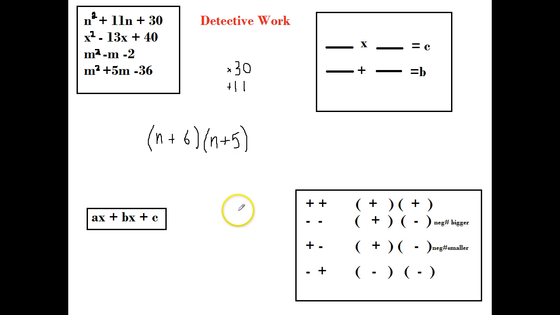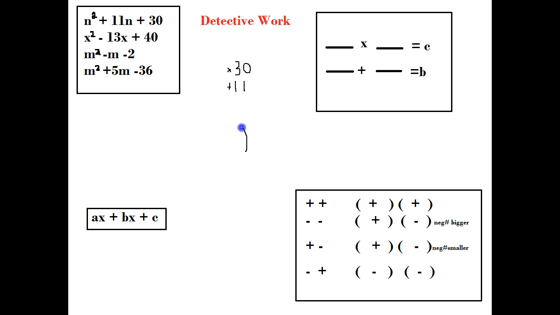And then I'll check using the FOIL method. n times n is n squared, plus 6n plus 5n is 11n, plus 6 times 5 is 30. So it works out. So that's done. So what we learned there is plus plus gives us plus plus. That's the easiest one to remember.